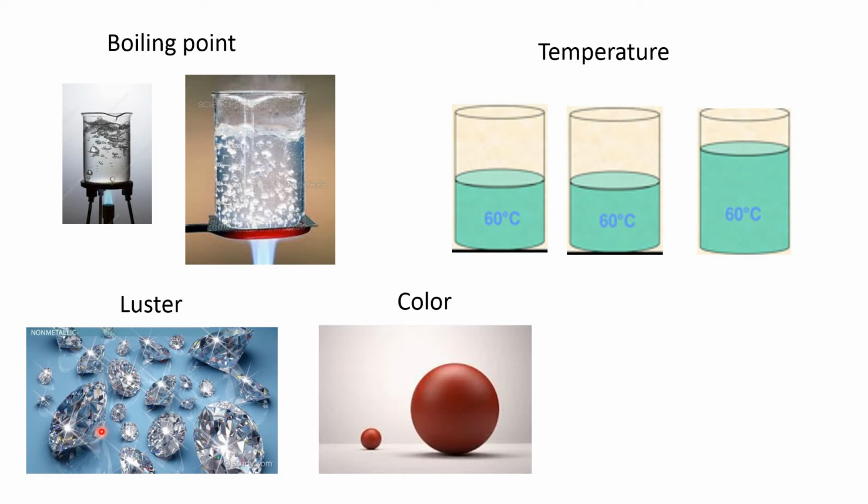Then color. I have taken one big ball of red color and one small ball of red color. Here the amount is more, but the color will be the same whether the quantity is more or less. So color is an intensive property.